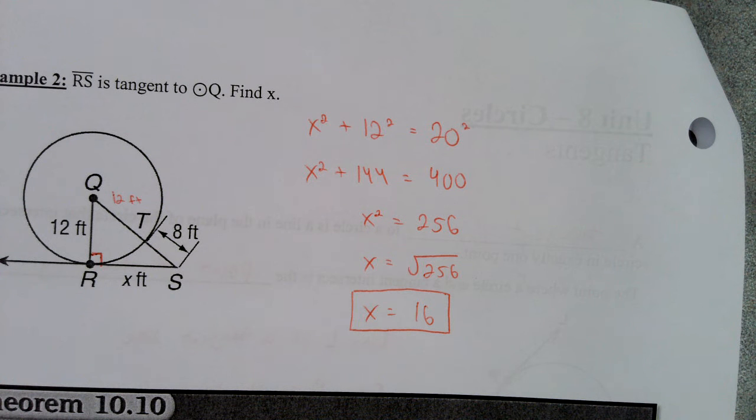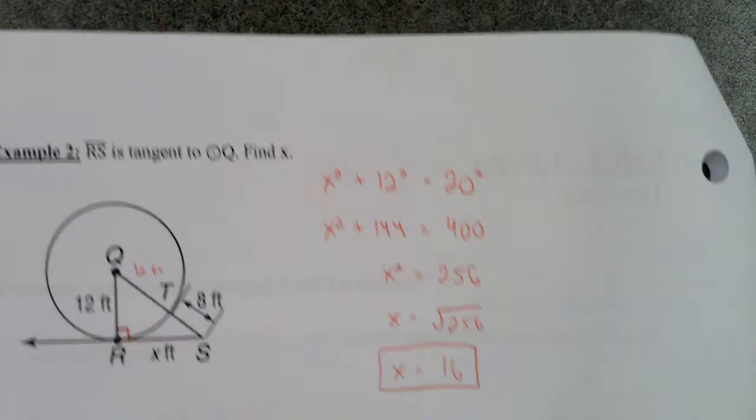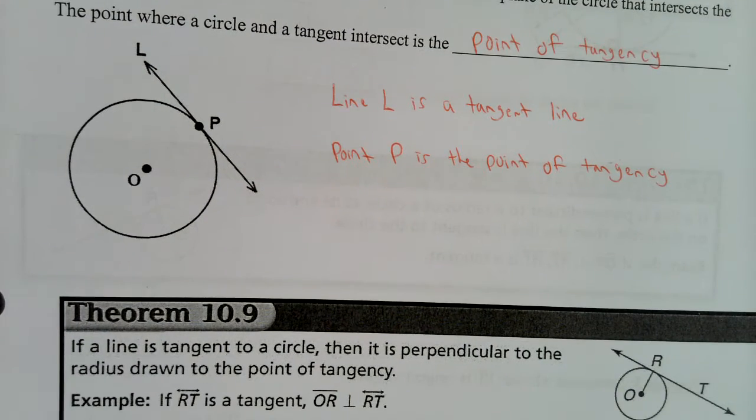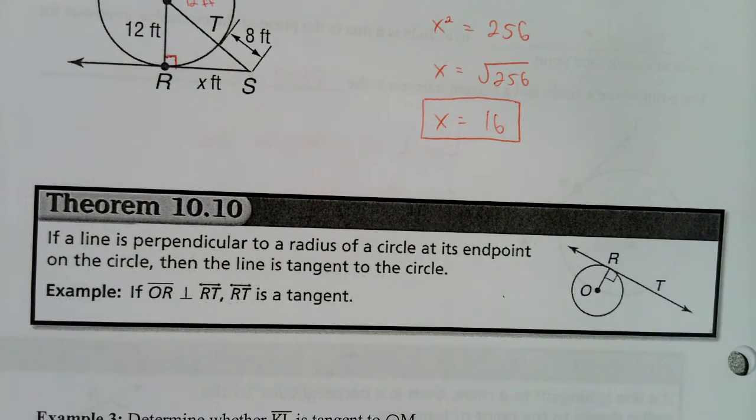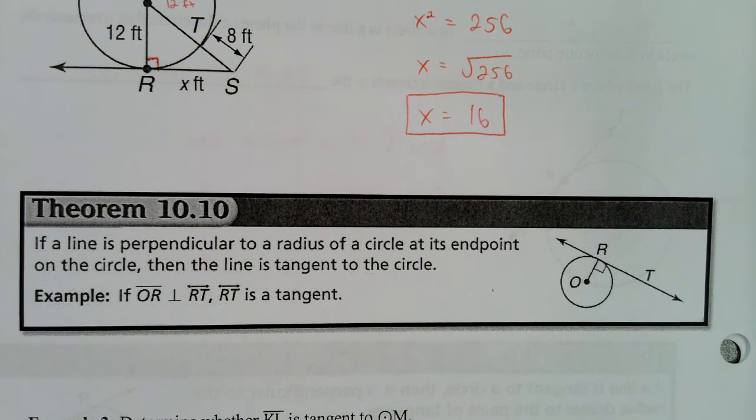This next theorem is the converse of the theorem that we just did. The theorem that we just did says if a line is tangent to a circle, then it is perpendicular to the radius drawn to the point of tangency. And now we're going to do the converse. That's when you switch the hypothesis and the conclusion. If a line is perpendicular to a radius of a circle at its endpoint on the circle, then the line is tangent to the circle. So it's the converse of what we just did.